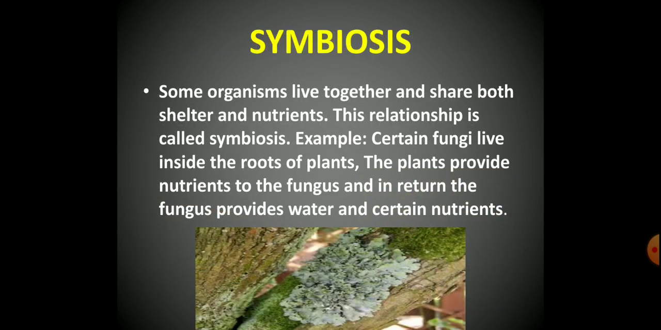Symbiosis. Some organisms live together and share both shelter and nutrients. This relationship is called symbiosis. Example, certain fungi live inside the roots of plants. The plant provides nutrients to the fungus and in return the fungus provides water and certain nutrients.